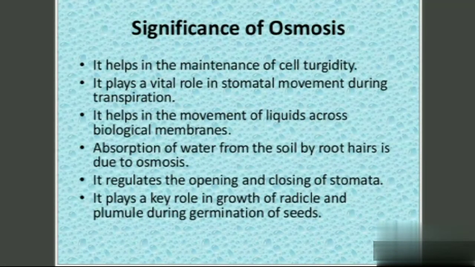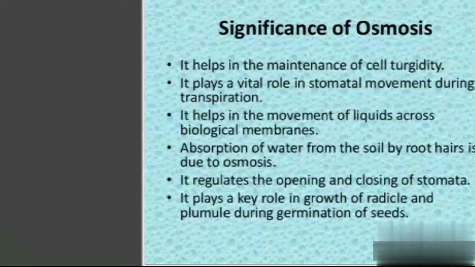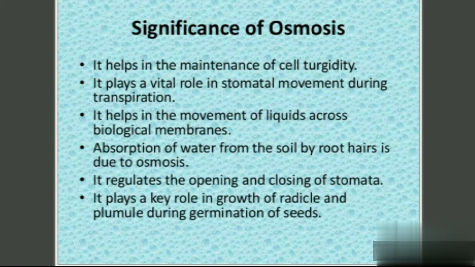Okay, now we'll see the significance of osmosis. What is the significance? It helps in the maintenance of cell turgidity. What is cell turgidity? It is basically the structure of the cell and the pressure developed in the cell. It plays a vital role in stomatal movement during transpiration. Transpiration is nothing but a loss of water, and this is developed because of osmosis. We will study this in the next chapter, student. Just remember that it helps in stomatal movement. It helps in the movement of liquid across the biological membrane. Absorption of water from the soil by root hair is due to osmosis.